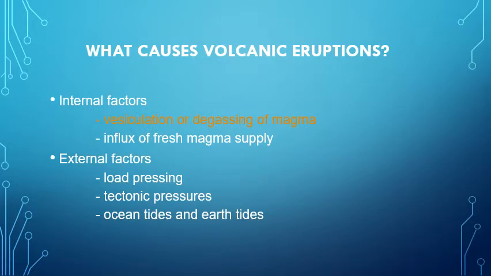What causes volcanic eruptions? Although there are several factors, internal and external factors that are triggering volcanic activity, the most important causes of volcanic eruption are buoyancy of the magma, the pressure from the exhaled gases, which we also describe as vesiculation or degassing of magma, and the injection or influx of fresh magma supply. The other factors may be contributory, but we have the three factors that are dominant. And I think the most important reason is vesiculation or degassing of magma, which allows the escape of gas from the melt, and this is the most important cause of volcanic eruption.